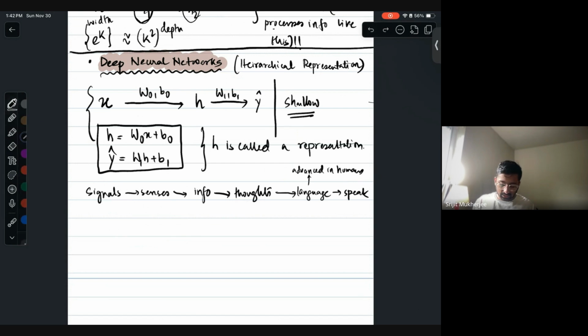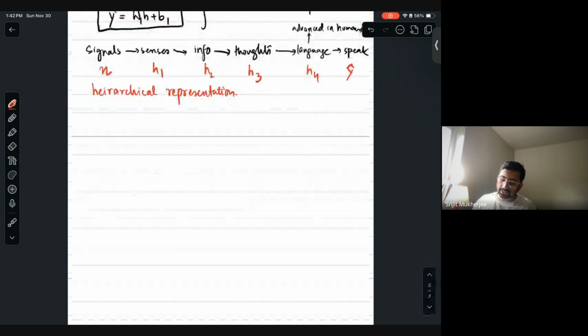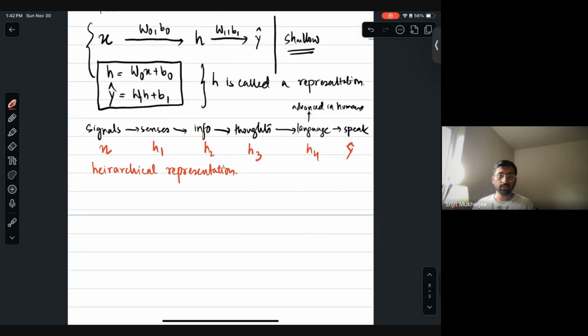So what we are doing is that these are called hierarchical representations. So you can see it's hierarchical. For this hierarchy, this is X, and this is h1, this is h2, this is h3, and h4, and then y hat, let's say. I'll give you an example. So it's hierarchical. Did you understand? This is very important. I'm giving you an example. Did you understand this, guys?